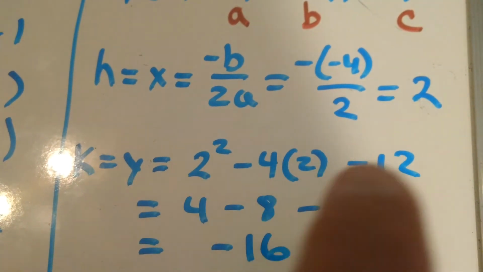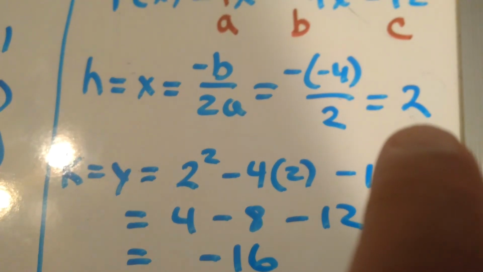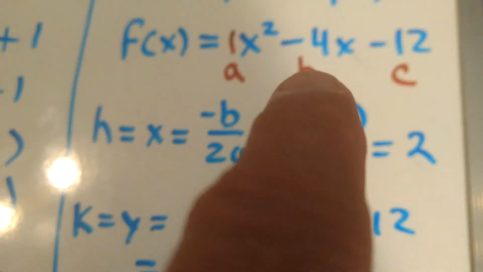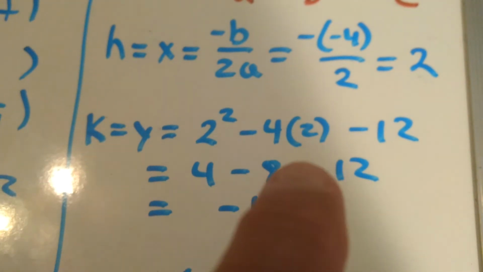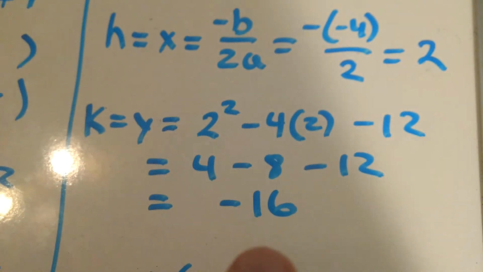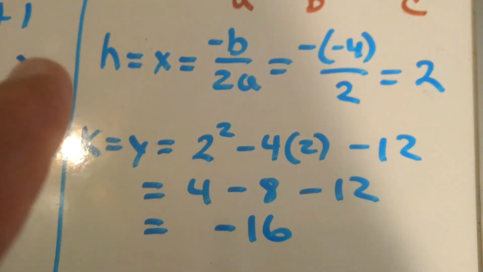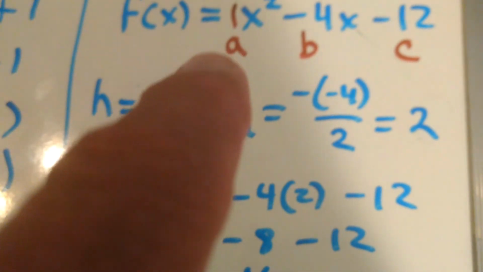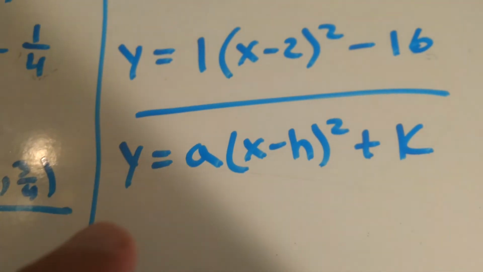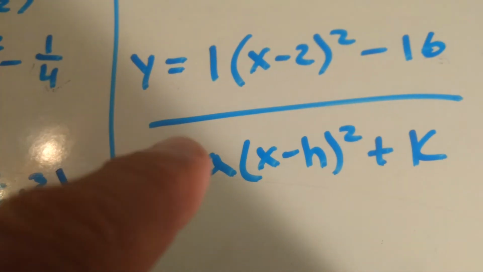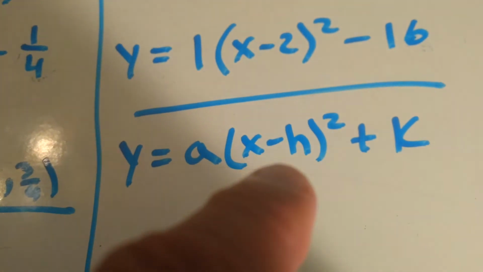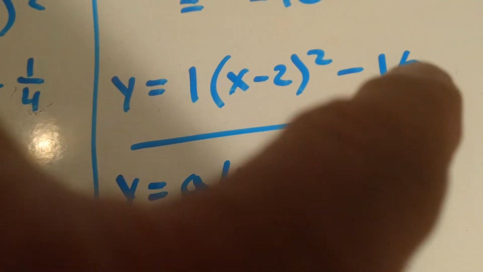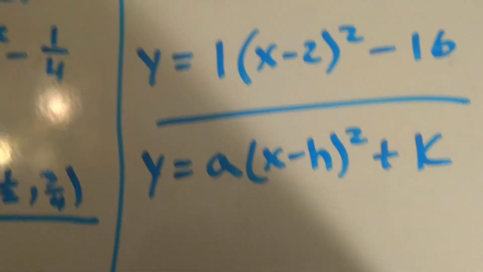If I want k, I have to take this 2 that I figured out with negative b over 2a and plug it back into this equation. So I get 2 squared minus 4 times 2 minus 12, which is what I have here. I do the math, I get minus 16. This is my h, this is my k. There's my a. So all I have to do is follow the formula. A is 1, h is 2, k is negative 16. There's my vertex form of my equation.